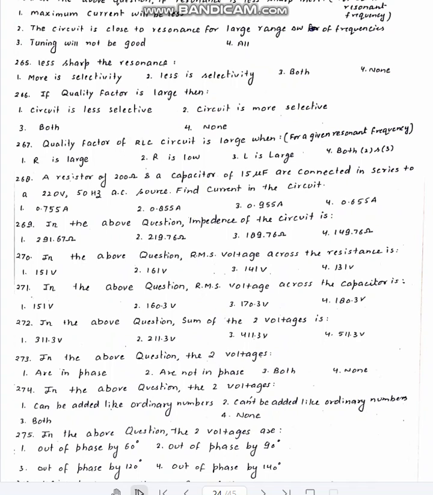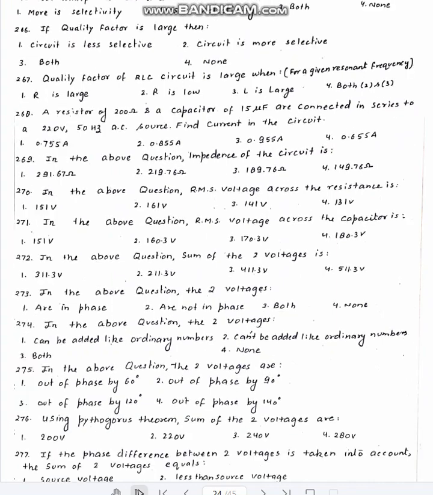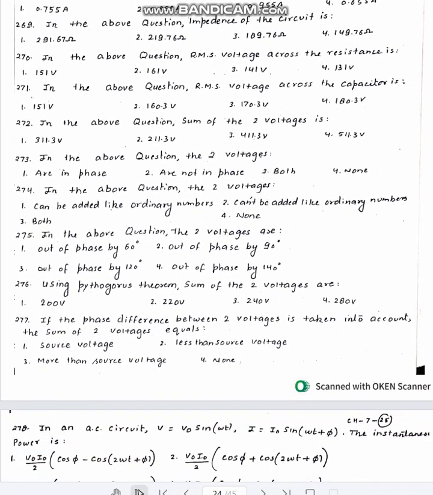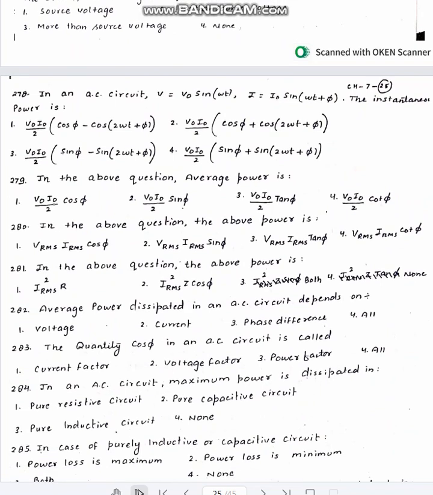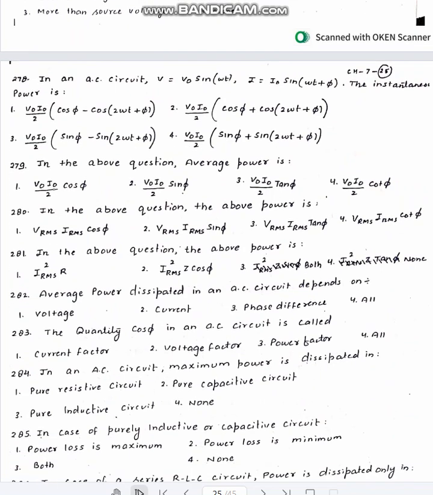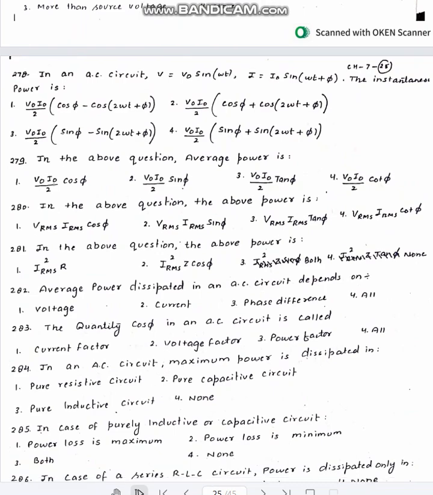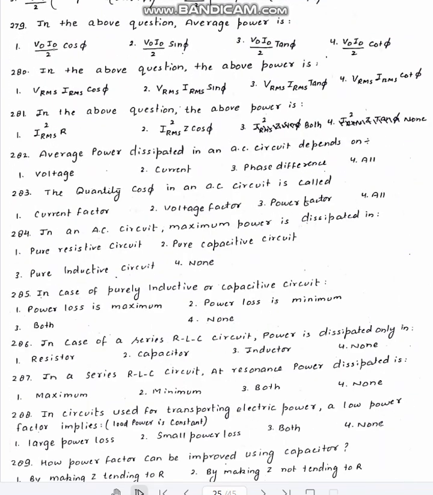Then we have a numerical problem based on a capacitor and resistor problem. We have to calculate current, impedance of circuit, RMS voltage, sum of the voltages. Then we have phase difference based questions. Then we have questions based on a general circuit and the power, instantaneous power in the circuit. Then questions based on average power. Average power using different permutations and combinations. Then we have power factor.